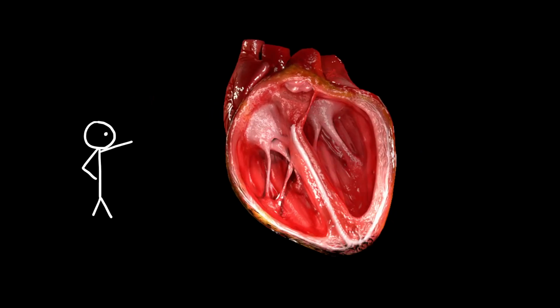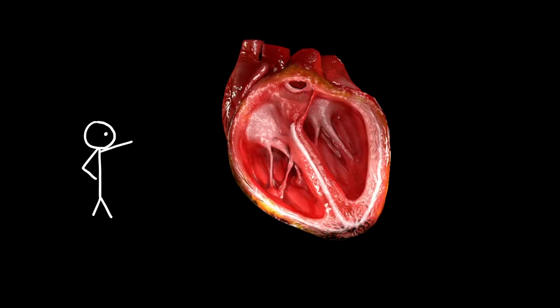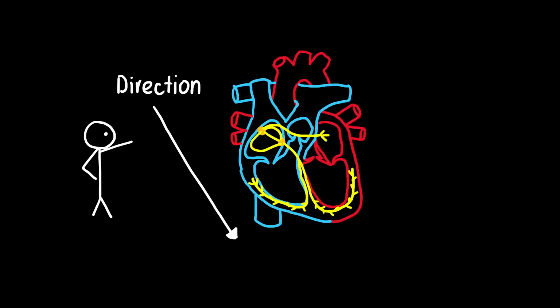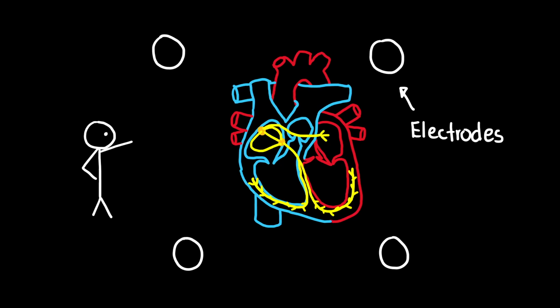Not chaos, a sequence. And here is the first bridge to what's coming. This wave has a direction. It has timing. It has magnitude. And if you place electrodes on the body, you can detect it from the outside. That is all the ECG is, a recording of these waves as seen from the surface. We'll come back to that later. First, we need to understand what actually generates these waves.